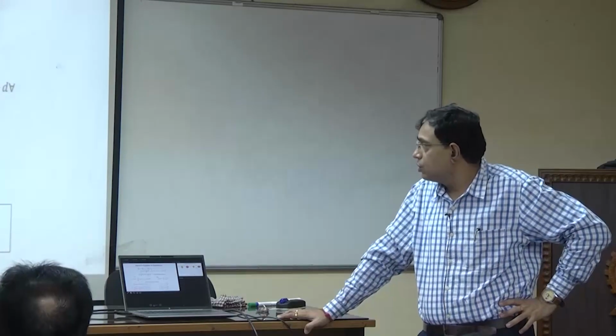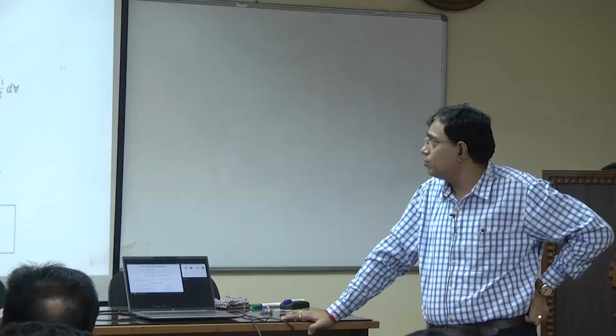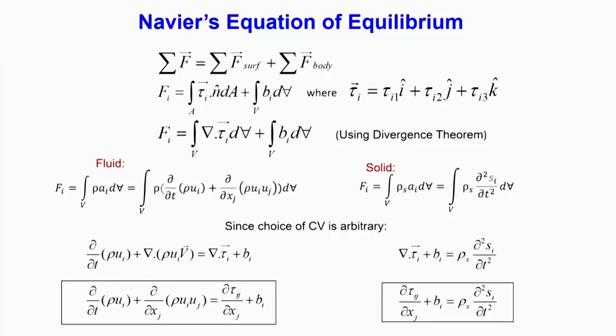So, if you write the left and right hand sides, integral of something dV equal to 0, and because the volume dV is arbitrary, that something has to be 0. That gives rise to the equation of motion for fluid mechanics on the left and solid mechanics on the right. Absolutely the same, only the way in which you describe the acceleration is different, one Eulerian, another Lagrangian.